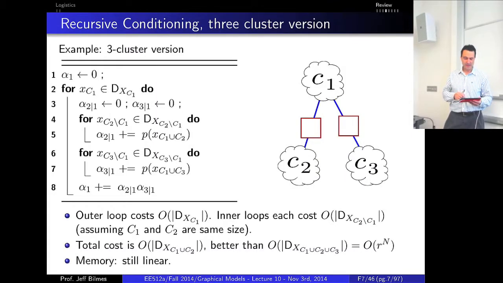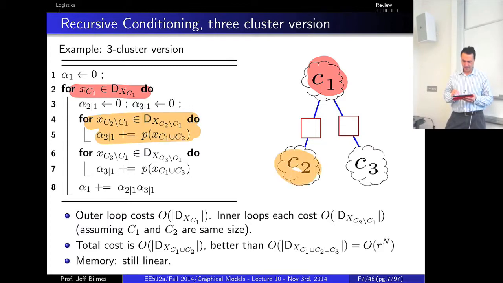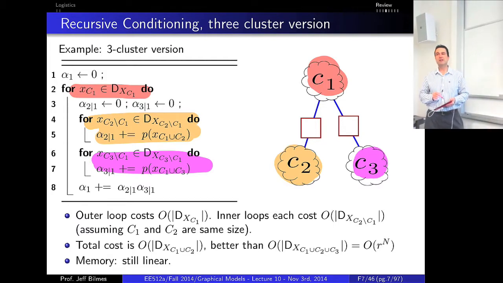And how did we do that? Basically, the idea of recursive conditioning, the 3-cluster version, was essentially where we first iterate over, say, the variables in this clique here, and then we iterate over the variables in, say, the second clique here, and then we accumulate into accumulator alpha 2 given 1, and then we iterate over another clique here. And then we do the final accumulation at the end. And when we're done, we've got the value of the query we want.